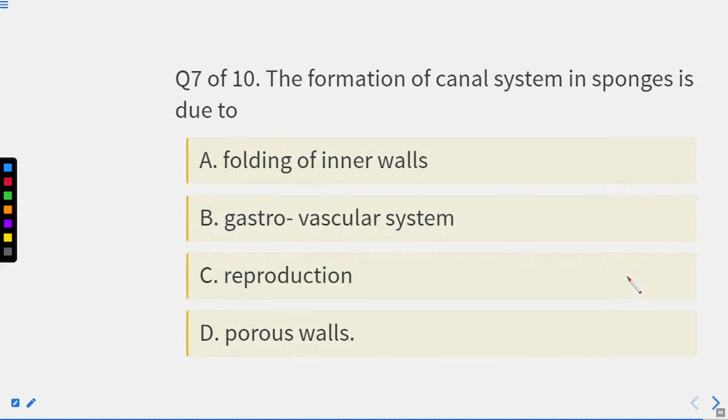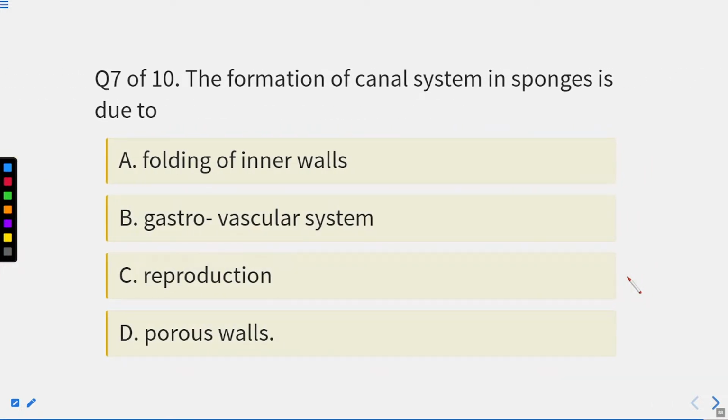Next question. The formation of canal system in sponges is due to: A, folding of inner walls; B, gastrovascular system; C, reproduction; and D, porous walls. Note this down and you can solve this question. Moving to the next question.